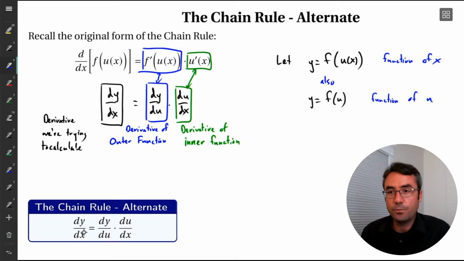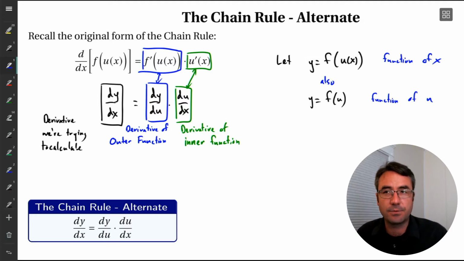And so we can differentiate y with respect to x. This is really what we're after. And what we can do is differentiate y with respect to that inner function u, and then multiply that result by the derivative of the inner function. So it's just an alternate form for our chain rule. And let's try an example with this, just to see how we might use this other form.